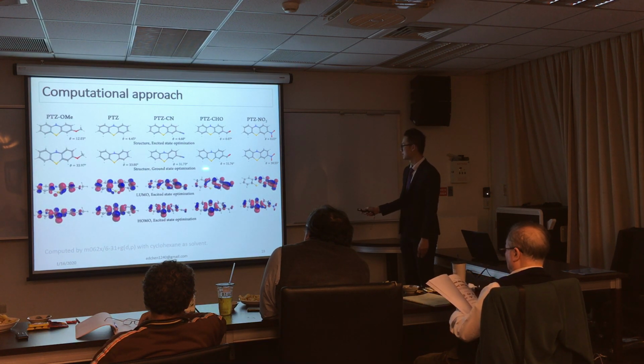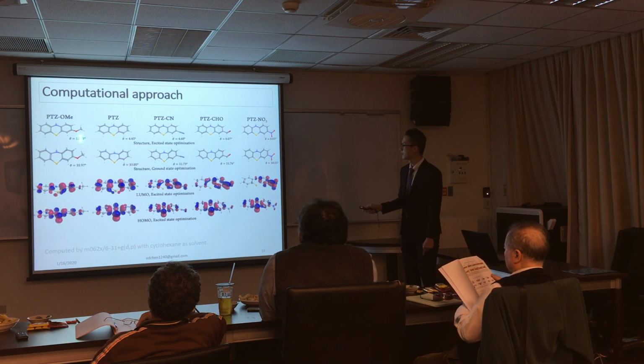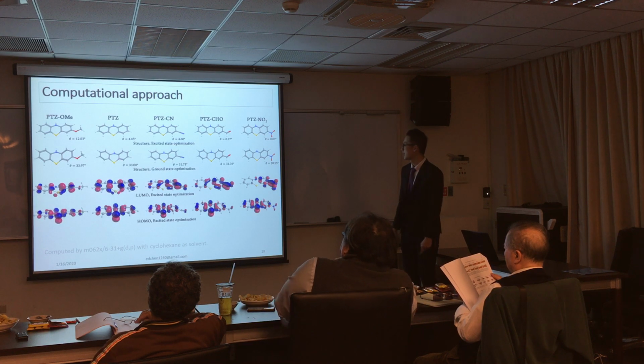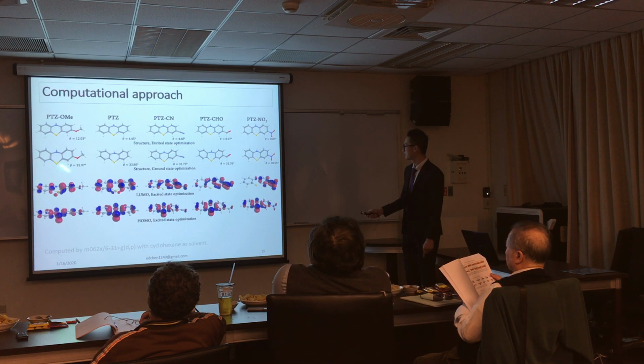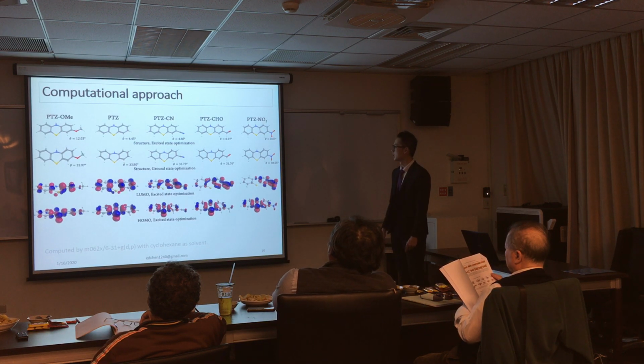You can see it's bent. And at excited state, it's a little more planar. And there is a change from 33 degrees to 30 degrees, and from 12 degrees to almost 0 degrees. What caused that change?